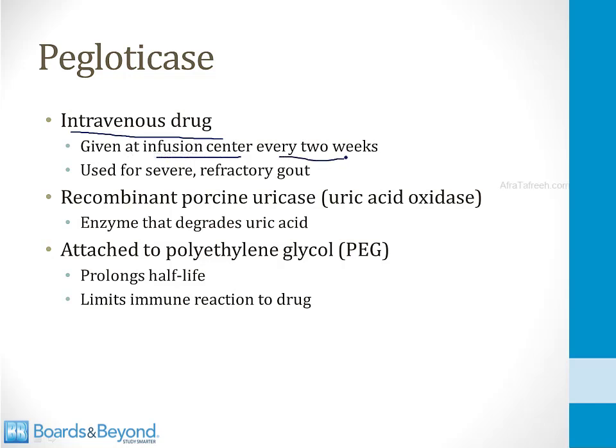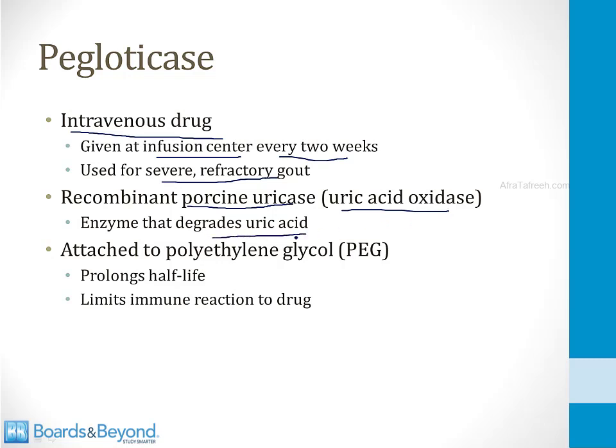So for this reason, this is reserved for patients with severe refractory gout. This drug is a recombinant porcine uricase. What this means is that it's a recombinant version of an enzyme called uricase that is found in pigs, and uricase is a uric acid oxidase and it degrades uric acid.